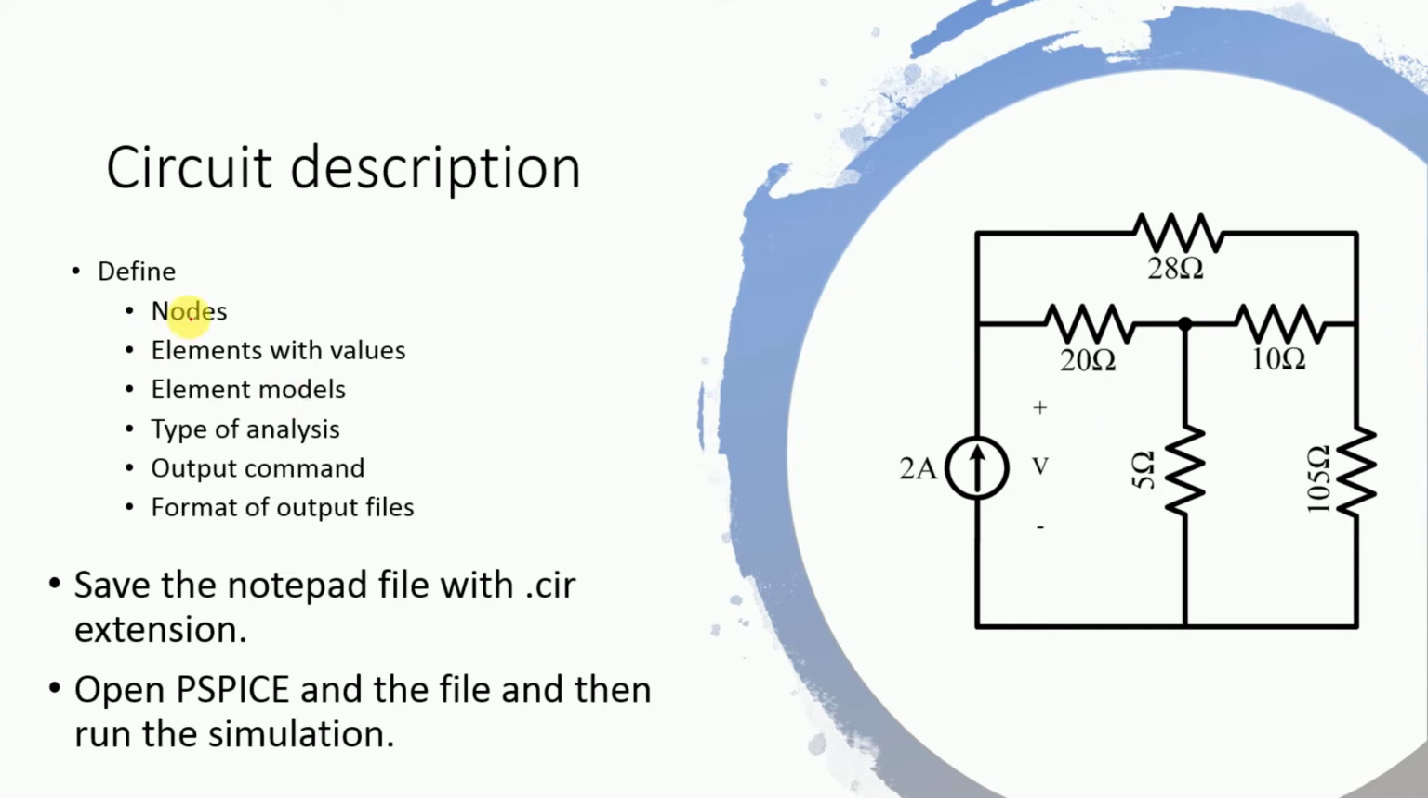So here the first thing is we need to define what are the nodes in this given circuit. If you see here, there are 4 nodes in this circuit, right? So we have node number 1 here, node number 2, 3, and the reference node, or the ground node, I call it node number 0.